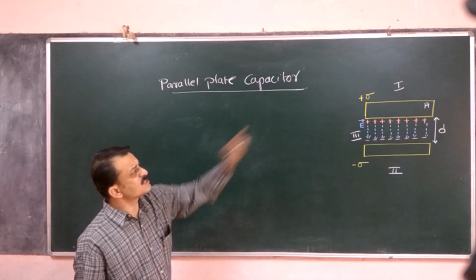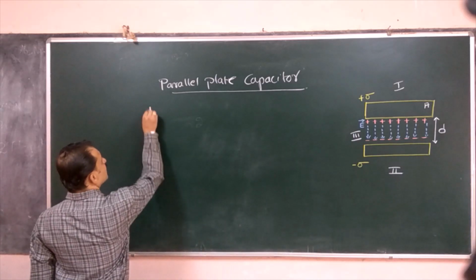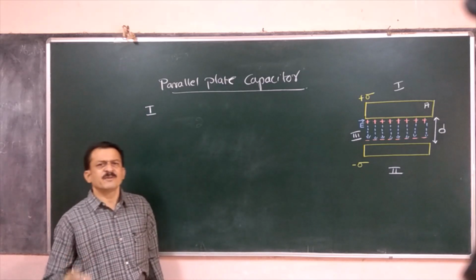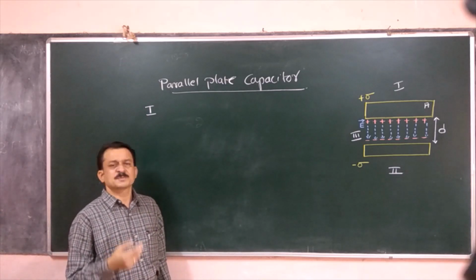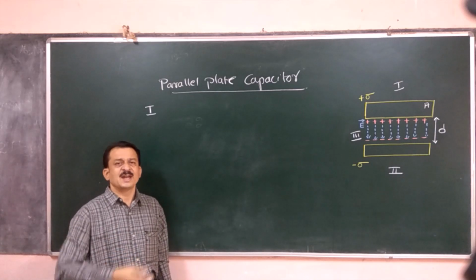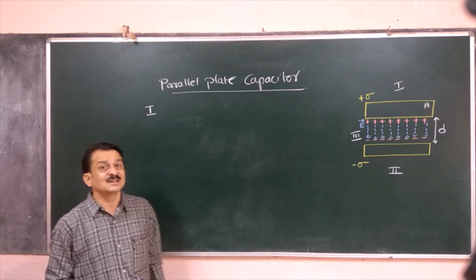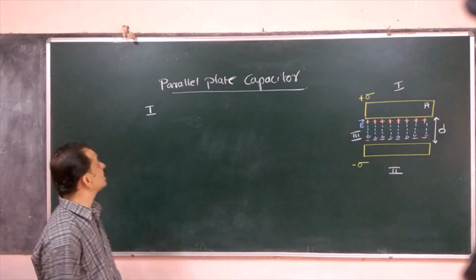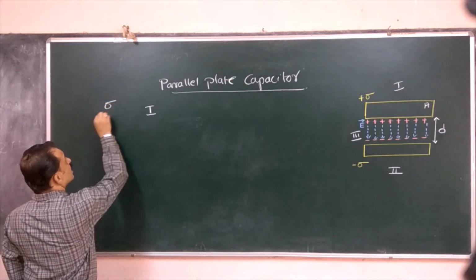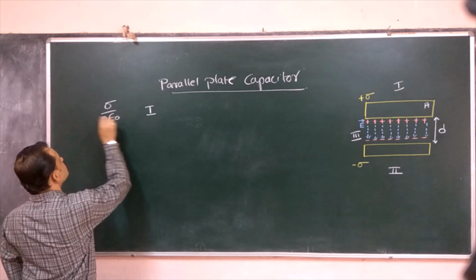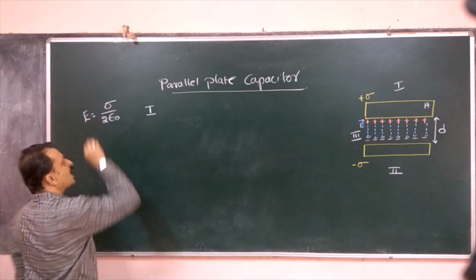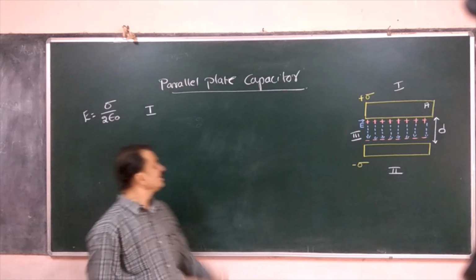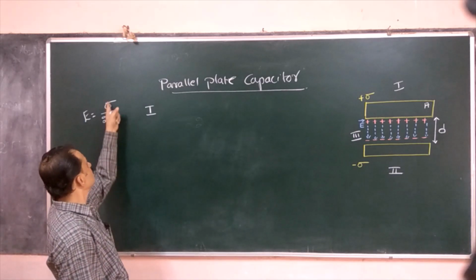Now look here in the region 1, what is the expression for electric field? For that, we are already familiar with the expression for electric field due to an infinitely long thin sheet which is uniformly charged. That expression is sigma divided by 2 epsilon naught. Electric field due to an infinitely long thin sheet which is uniformly charged is sigma by 2 epsilon naught.